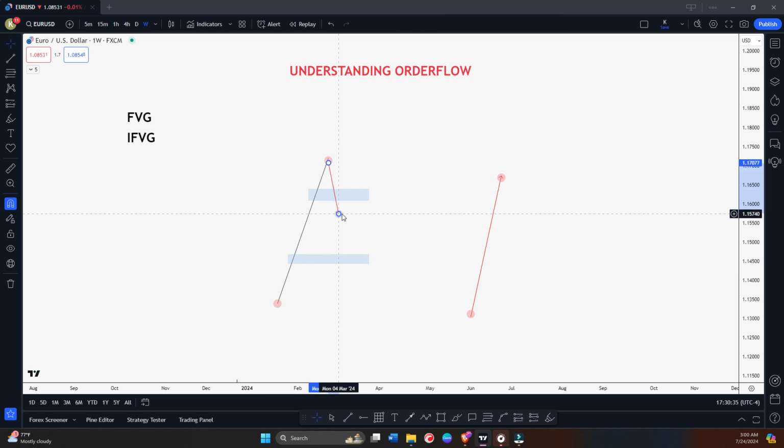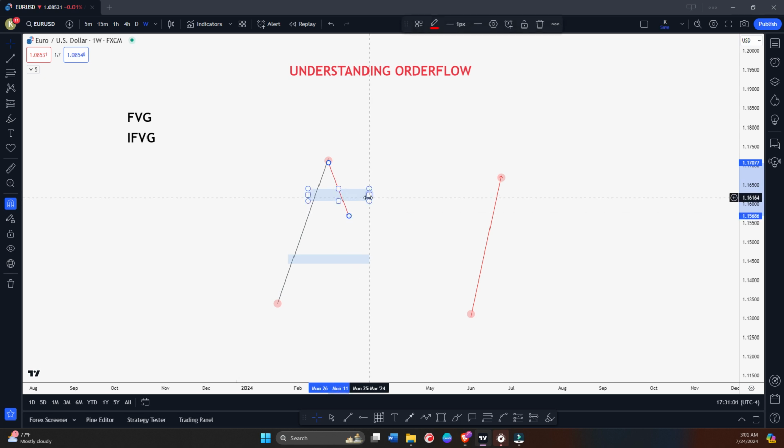So if we do not respect this fair value gap, if this defense failed, what will be our next level where we can hold basically? This one, right? So this is going to be our last line of defense. So this is our first line of defense, the upper one, right? Because it is above, that's why it's first, whereas the other will be lower definitely. So this is our first line of defense.